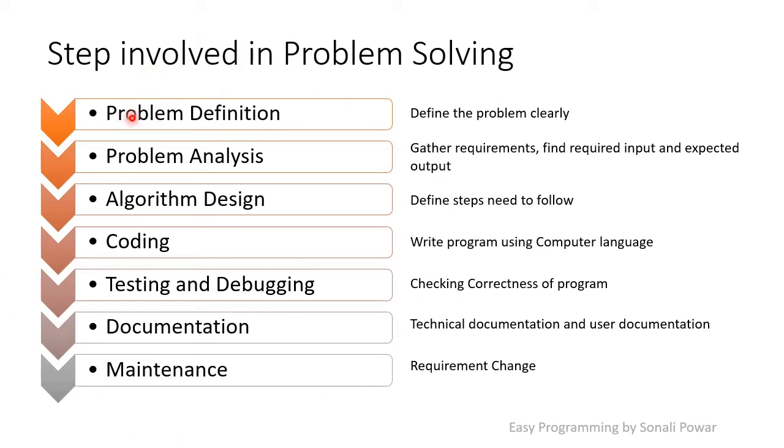In that, the first step is problem definition. Under this step, we will first define the problem clearly. It means first I will understand the problem and I will write the proper definition of that problem. Now the next step is problem analysis. Under this step, I will gather the required information for that problem, and also I will find the required inputs of that problem and what is the expected output of that problem.